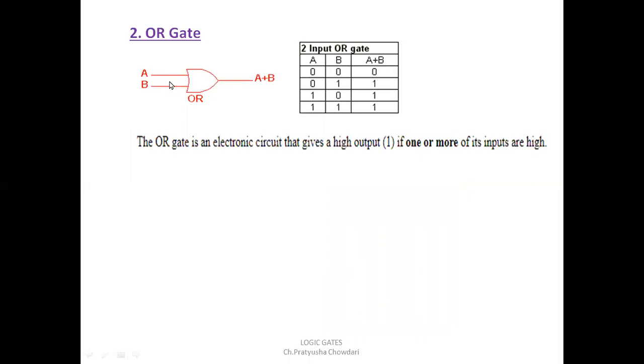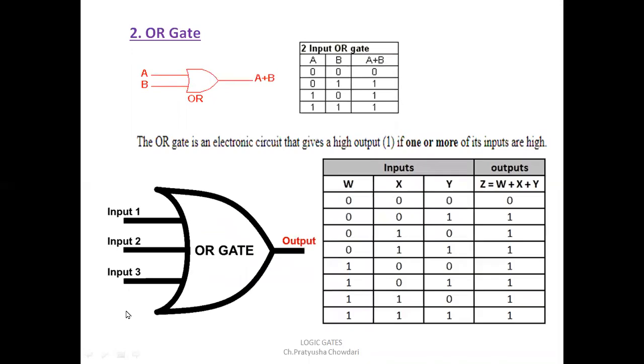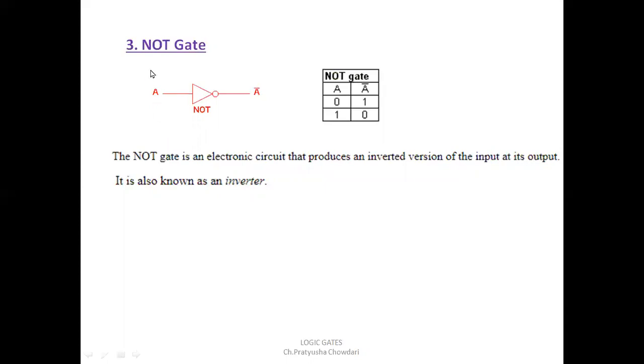Next one is OR gate. This is the logic symbol for OR gate and the expression is A plus B, and this is the truth table for OR gate. If at least one input is high, then the output is equal to 1. This is the logic symbol for 3 input OR gate and the output is equal to 1 whenever I have one or more inputs as high. Or we can also say that if all the inputs are 0, then the output of OR gate is equal to 0.